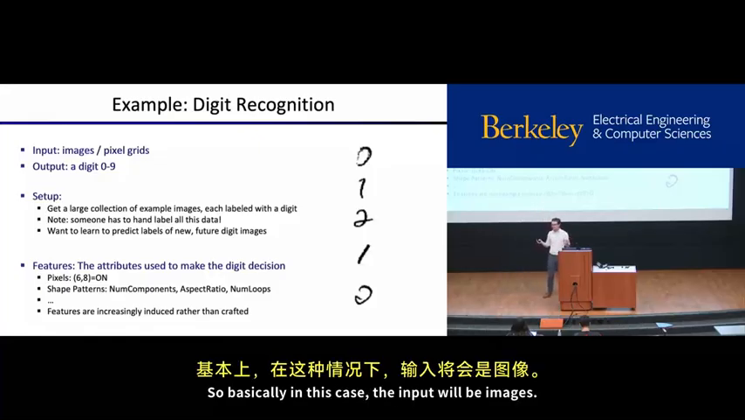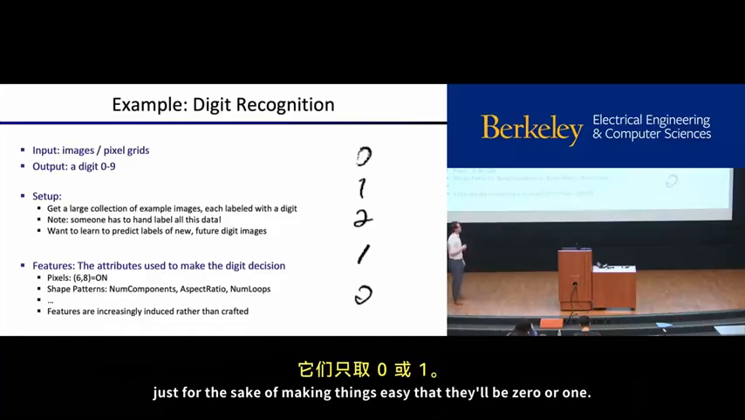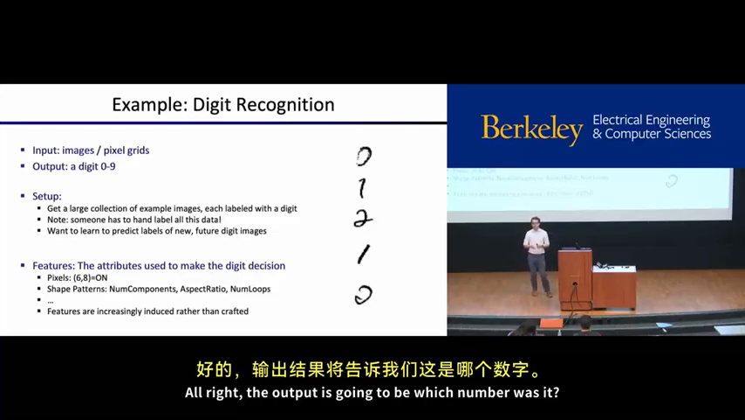So basically, in this case, the input will be images. This will be an array of pixels, and for the sake of making things easy, let's say those pixels will be 0 or 1. They could be like grayscale pixel values. The output is going to be: which number was it?